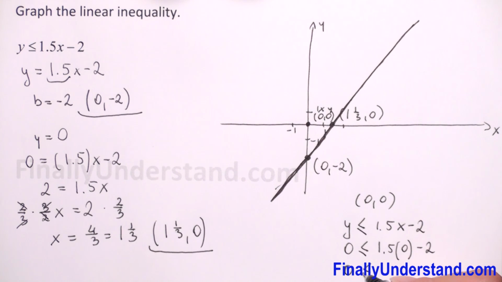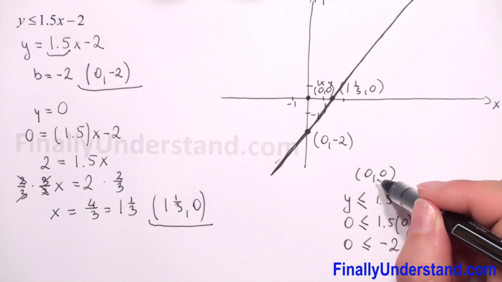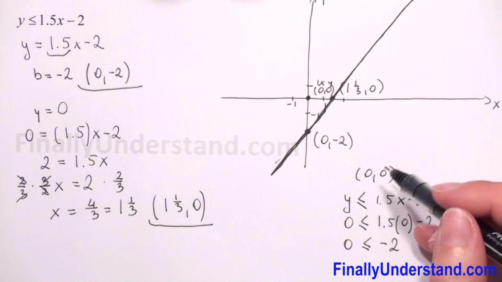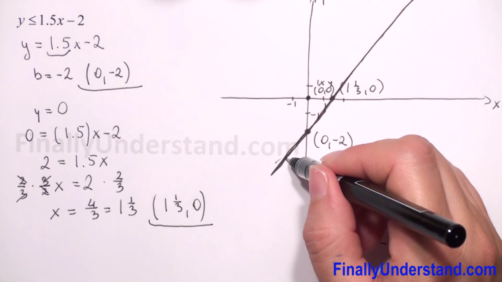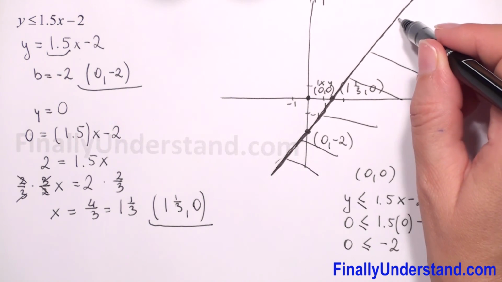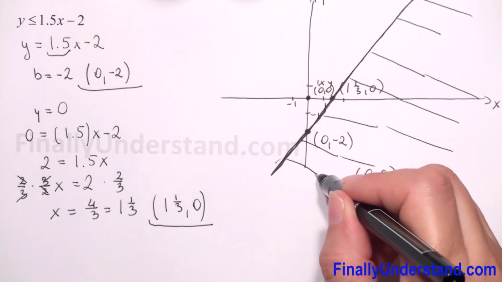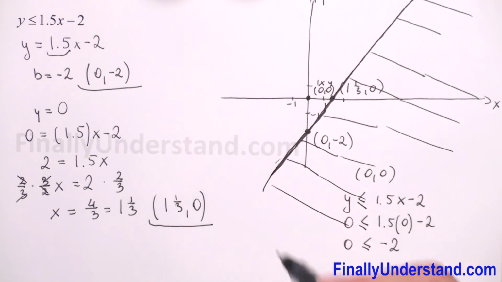1.5 times 0 is 0. So we have only negative 2. 0 is less than or equal to negative 2. No, it's not true. It means that this point doesn't belong to our solution. So it means we have to shade the other side. This half of the plane is our solution to our inequality. This is my solution.